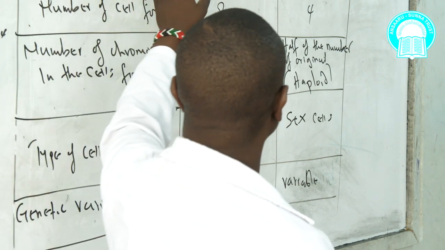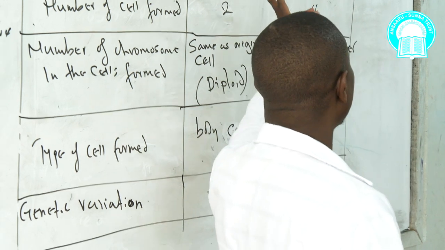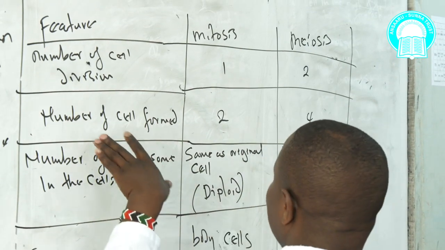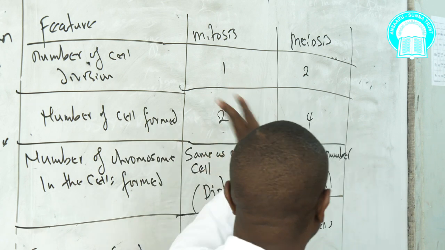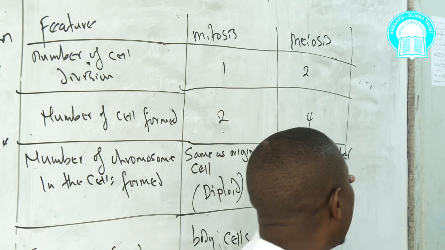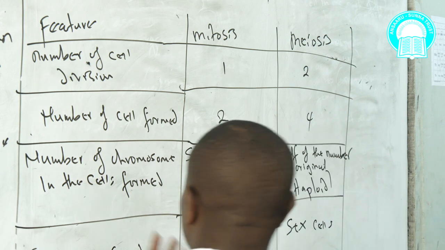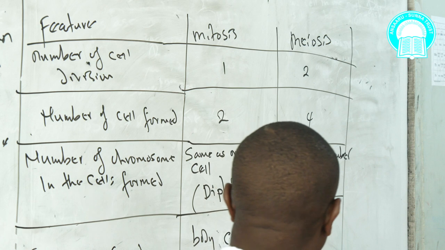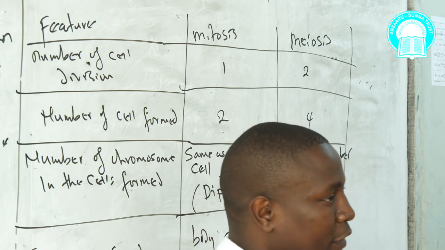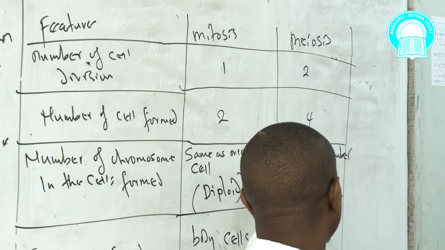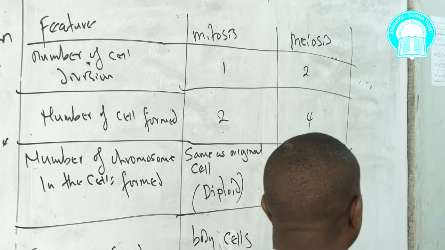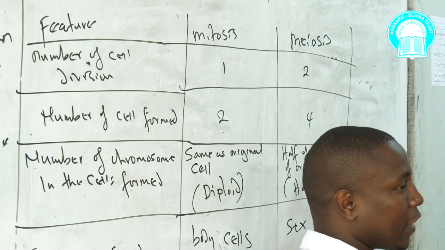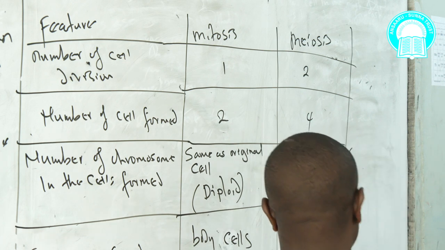So number of cell divisions: in mitosis, one cell gives one division, but in meiosis, one cell divides twice. Then number of cells formed: in mitosis, two cells are formed, but here, four cells. Then number of chromosomes: the daughter cell has the same as the parent cell. If the parent cell has 50, the daughter will have 50. But in meiosis, if the parent has 50, the daughter is going to have 25.